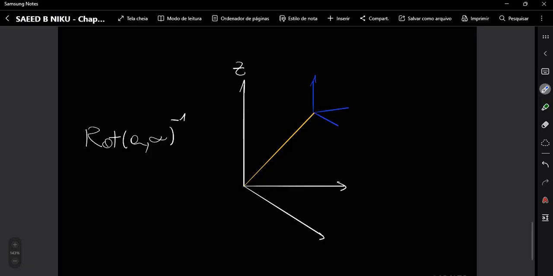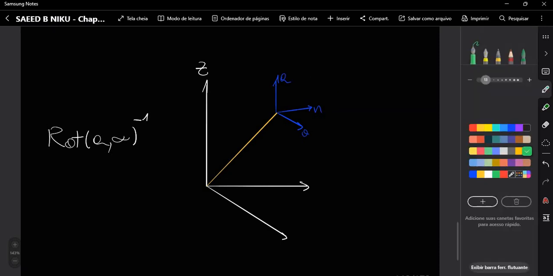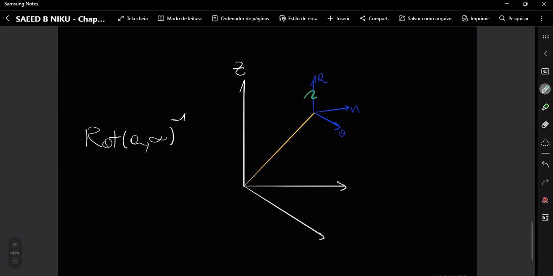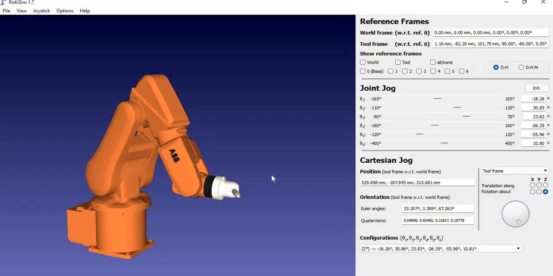Okay, so we got this other reference frame, A and O, I think, and we will apply now a rotation right here. Now let's see the simulator again, and now I will click right here to add reference frames on each joint.